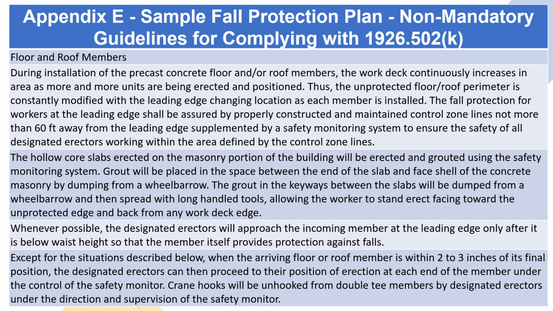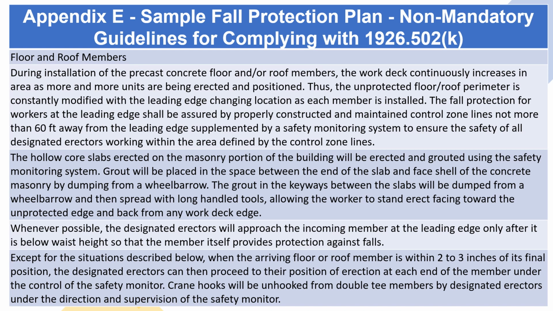The hollow core slabs erected on the masonry portion of the building will be erected and grouted using the safety monitoring system. Grout will be placed in the space between the end of the slab and face shell of the concrete masonry by dumping from a wheelbarrow. The grout in the keyways between the slabs will be dumped from a wheelbarrow and then spread with long-handled tools, allowing the worker to stand erect facing toward the unprotected edge and back from any workdeck edge.